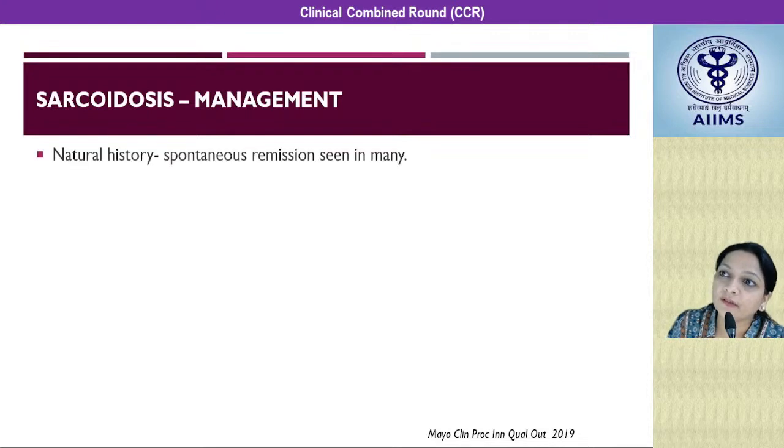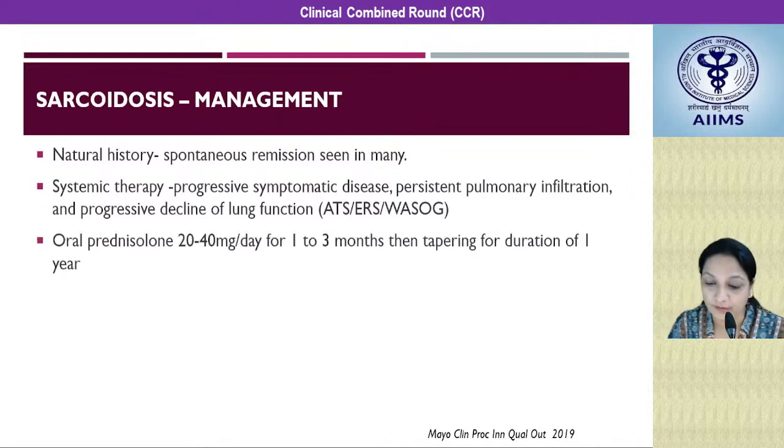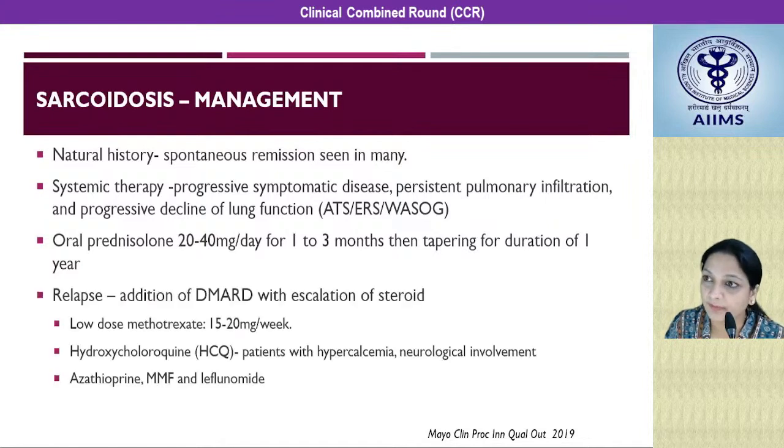Coming to management, the natural history of sarcoidosis is spontaneous remission. However, systemic therapy is warranted in progressive symptomatic disease with persistent pulmonary infiltration and progressive decline of lung function. The treatment of choice is oral prednisolone.